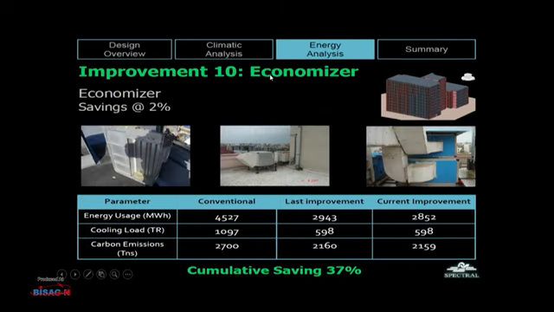Then 10th is economizer. Economizers are heat exchangers that transfer the heat in the flue gas to another medium. It increases the efficiency of any equipment. It is different from AHU, chiller and boiler. And by using these economizers, we can achieve saving of 2% of energy requirement.